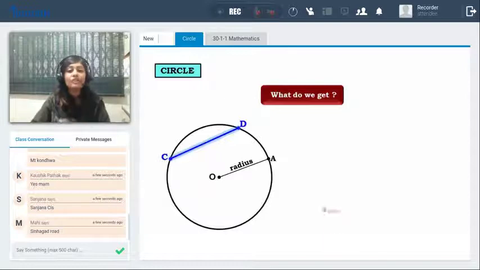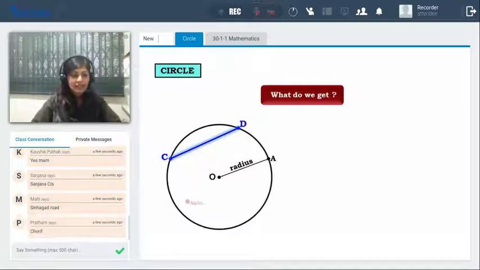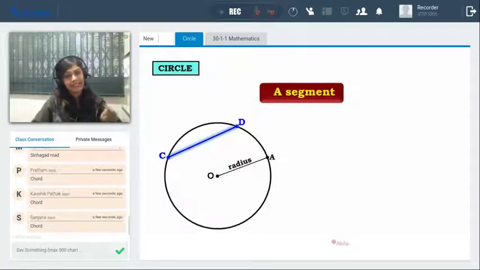If we join any 2 points on the circle, say we have joined CD, what do we get? Students, what is the segment CD called? Let me quickly check if you know your terminologies well. Segment CD, what is it called? Quick, students. Yes, it's a chord. Very good, Pratham. Yes, Kaushik. I assume you are clear with what these segments are called. This is a chord.